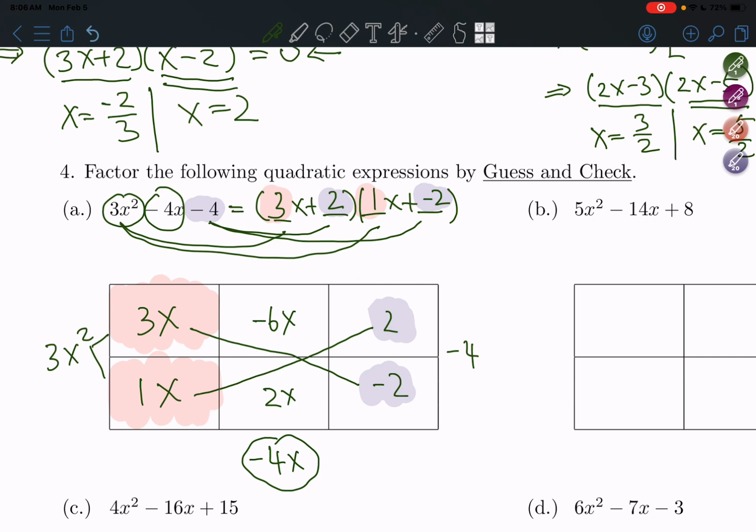But a lot of times you can perform these operations in your head fairly easily. So we can see that this factoring will get more and more efficient as you practice more and more.